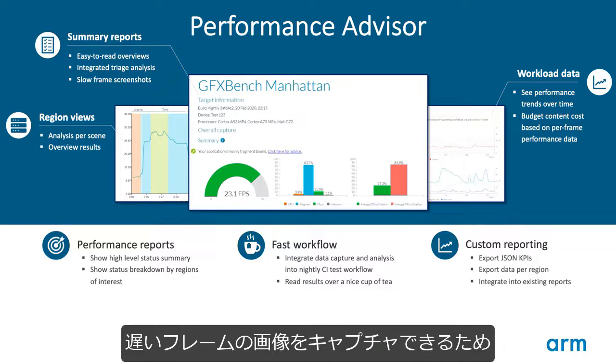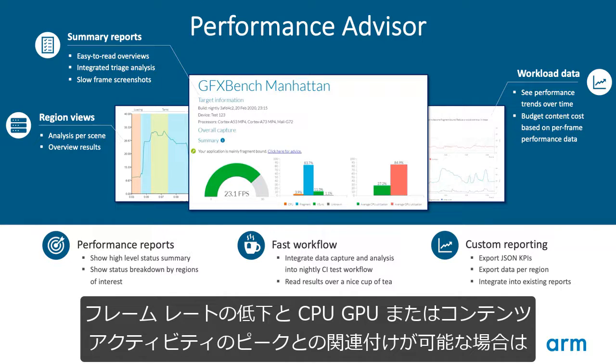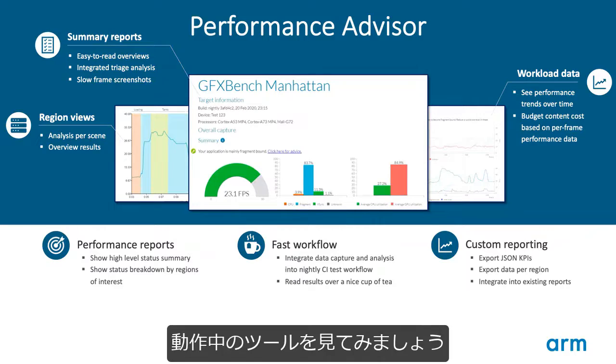You can capture images of slow frames so you can see what was happening on screen when the frame rate dropped. If you can correlate frame rate drops with peaks in CPU, GPU or content activity, you can prioritise these areas for optimisation. Let's take a look at the tool in action.